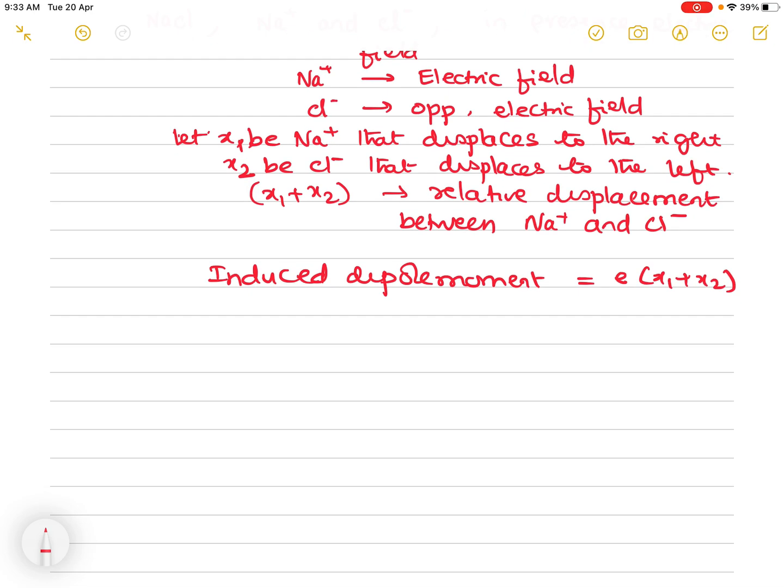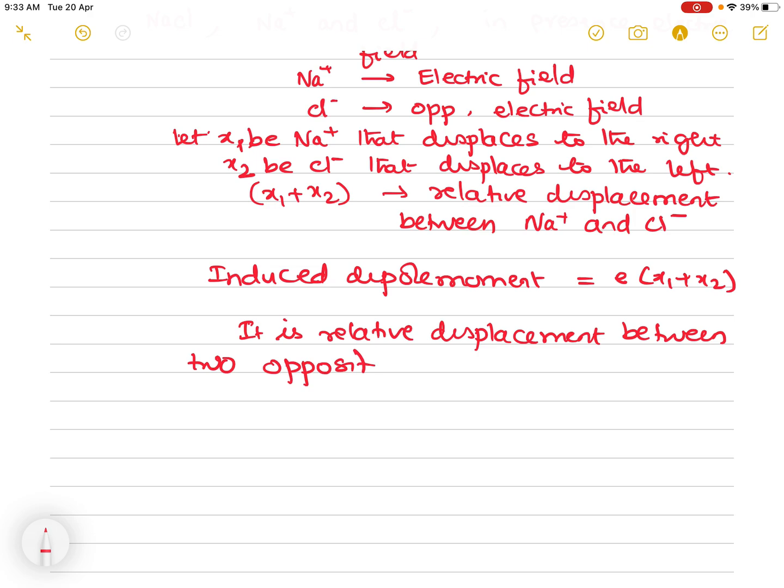The ionic polarizability is related to the relative displacement between two opposite ions.